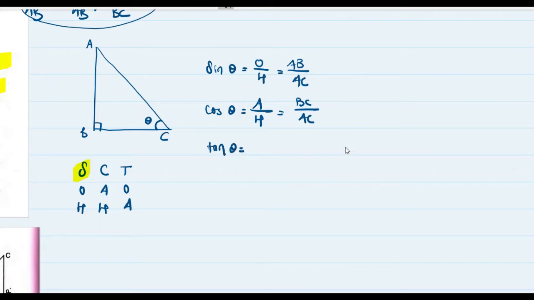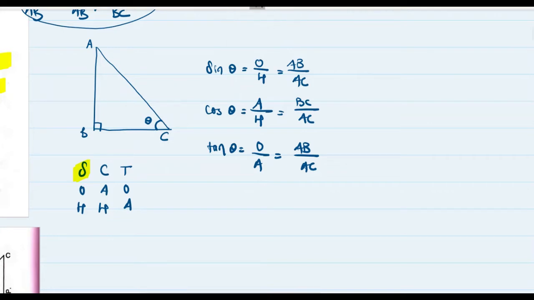Okay, and the next trigonometrical ratio is tan theta. The full form of tan is tangent. So tan theta is equal to opposite upon adjacent. What is opposite to theta? Opposite to theta is AB and the adjacent side is BC. So tan theta is AB upon BC. Very interesting, right? So you must be wondering that the mnemonic is incomplete.